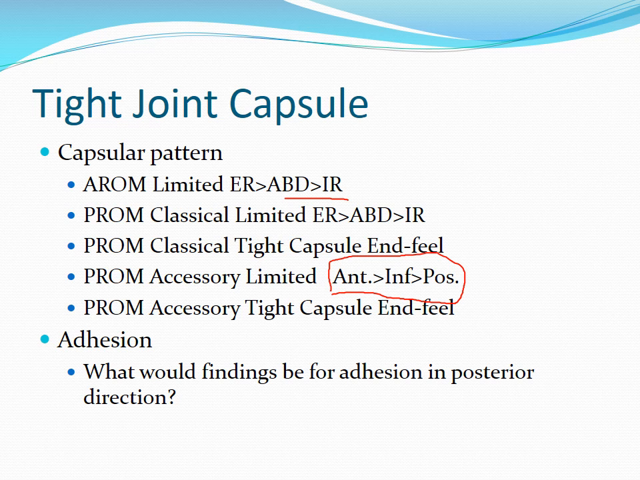Okay, so here's food for thought. What about an adhesion? What if you just have scar tissue? Okay, you have scar tissue and you feel that scar tissue in the posterior direction. What would the findings be for these steps? Take a moment and think about that and answer. Look at these steps and then switch the findings from a tight joint capsule to an adhesion.